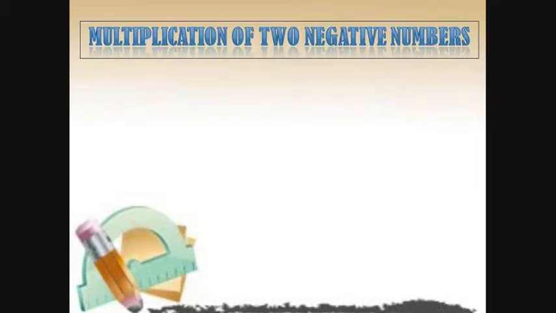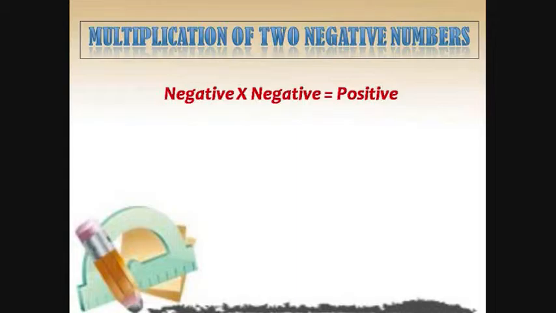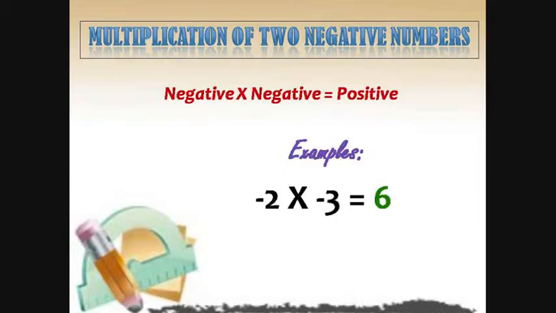Multiplication of two negative numbers. When you multiply negative and negative numbers, the answer is always positive. Example, negative 2 times negative 3 is equal to 6. Negative 5 times negative 6 is equal to 30.